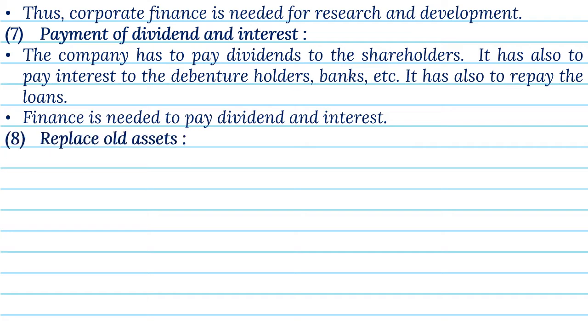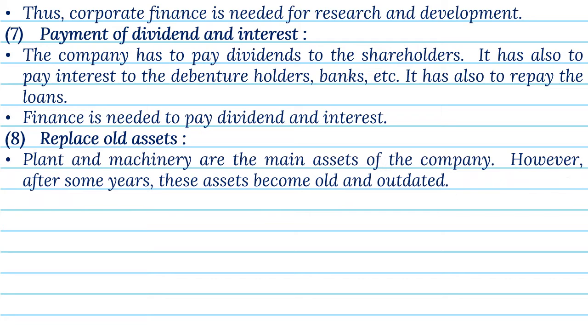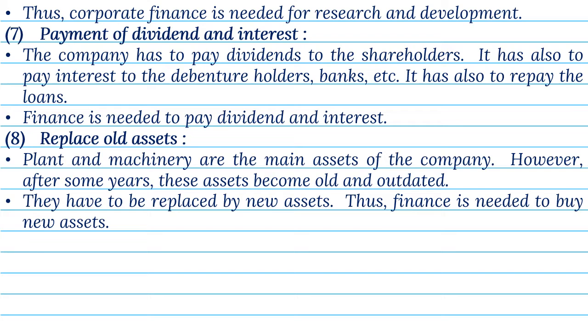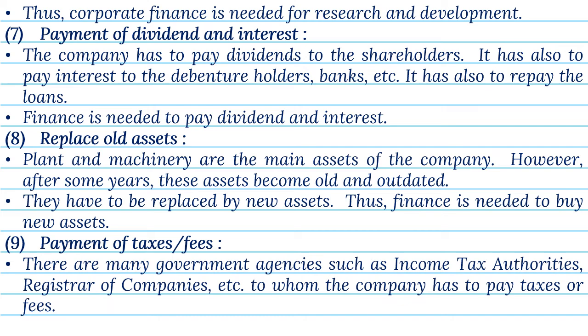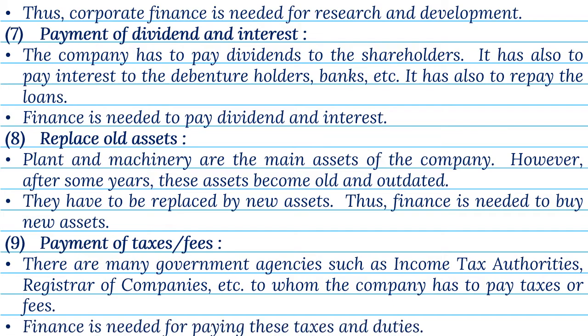8. Replace old assets. Plant and machinery are the main assets of the company. However, after some years, these assets become old and outdated. They have to be replaced by new assets. Thus, finance is needed to buy new assets. 9. Payment of taxes or fees. There are many government agencies, such as income tax authorities, registrar of companies, etc., to whom the company has to pay taxes or fees. Finance is needed for paying these taxes and duties.